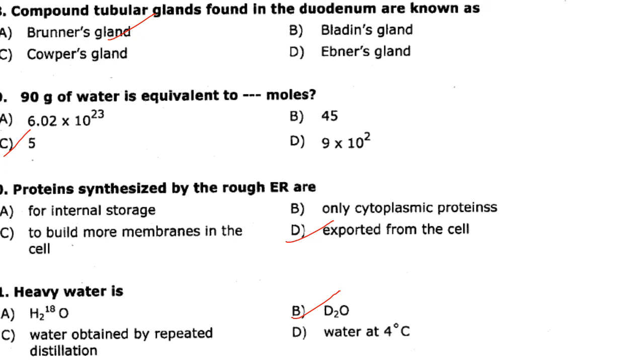90 grams of water is equivalent to dash moles. So we have 90 grams of water. So we have 90 by 18. So that will be 5 moles of water. So 18 is the molecular mass of water. So 90 divided by 18, you will get 5 moles of water. So answer is option C. Proteins synthesized by the rough endoplasmic reticulum are exported from the cell. Answer is option D. Heavy water is D2O, deuterium oxide. Answer is option B.